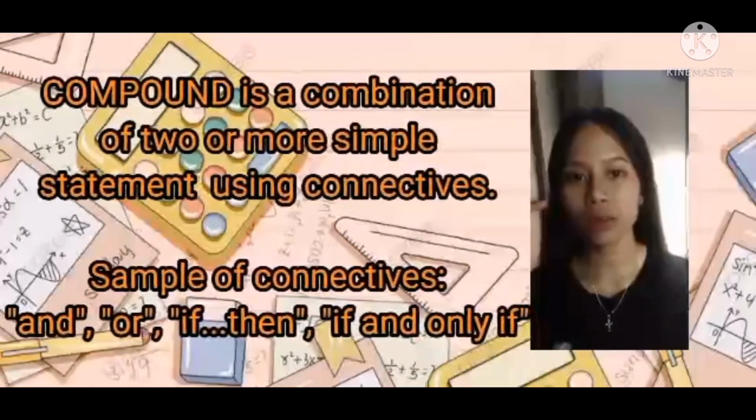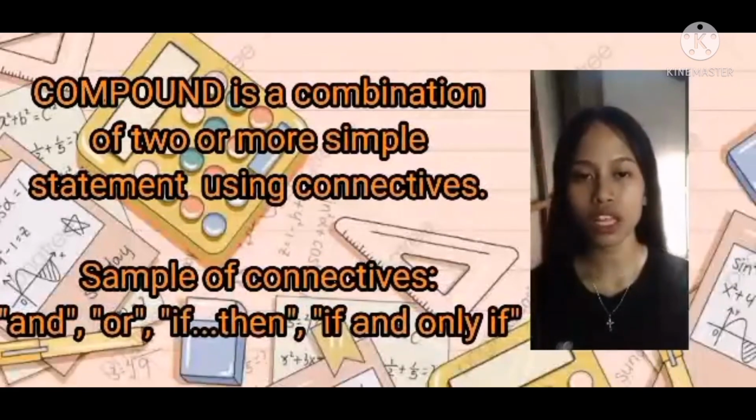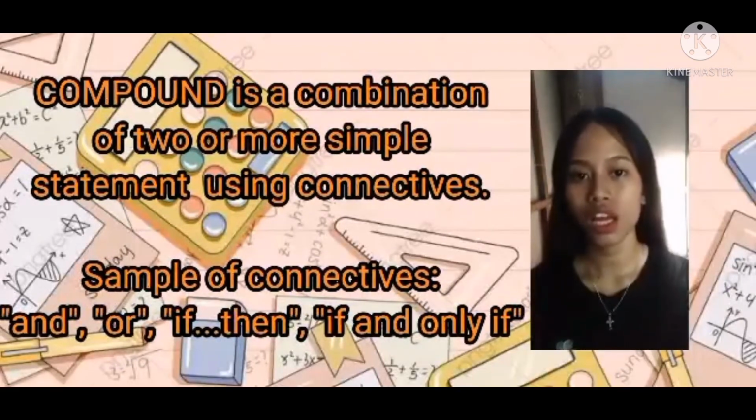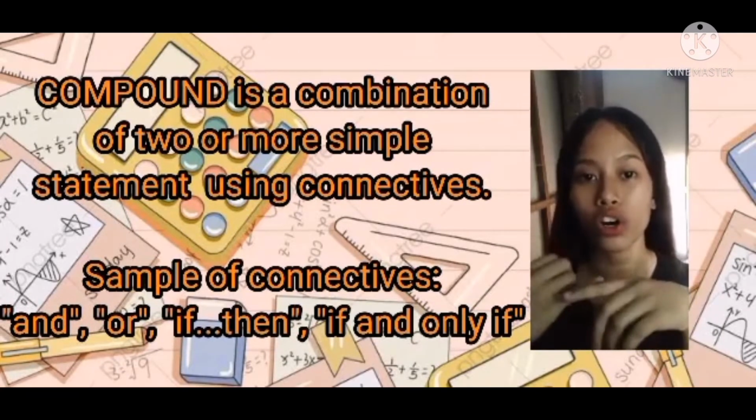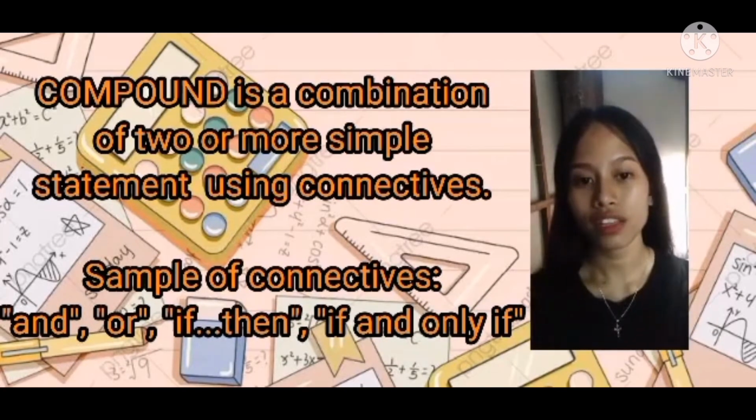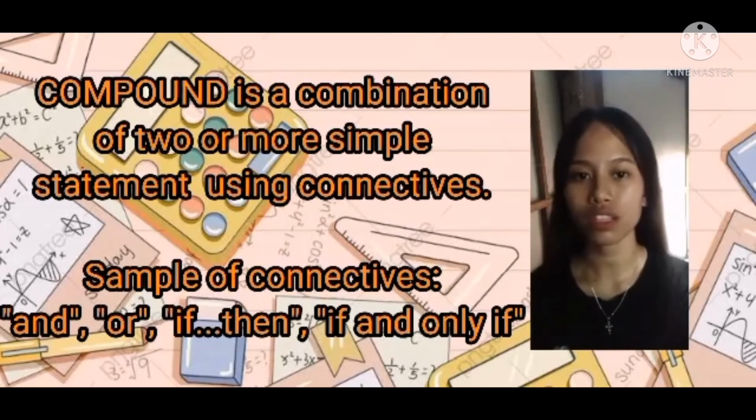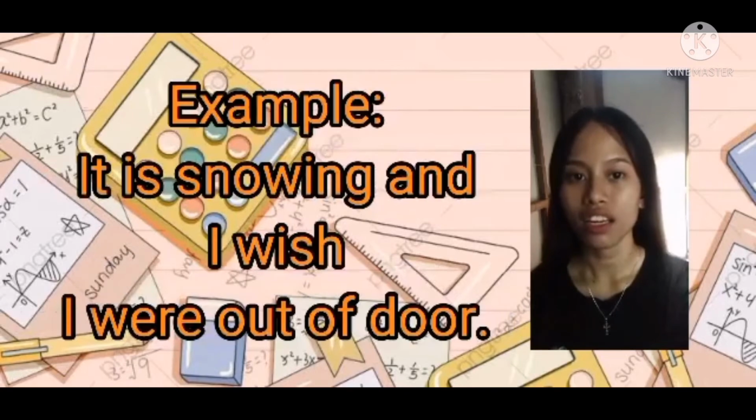A compound statement is a combination of two or more simple statements using connectives. Samples of connectives: and, or, if-then, if and only if. For example, the simple statements together with a connecting word: it is snowing, and I wish I were out of doors.